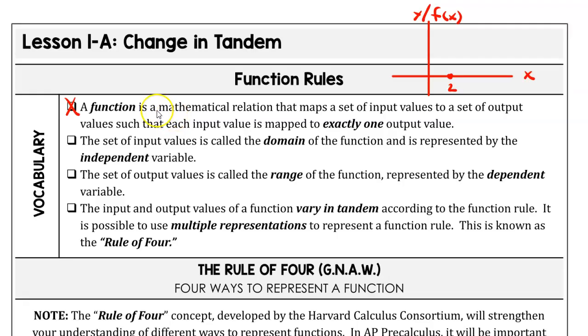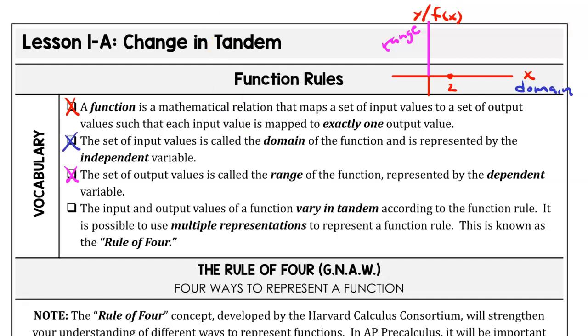Everything that goes into the function is the domain. So all these values on the x are called the domain, collectively. That's all the values of x that you could possibly use for any given problem. All of the outputs are called the range. So anything that we get here as an answer is going to be in the range.